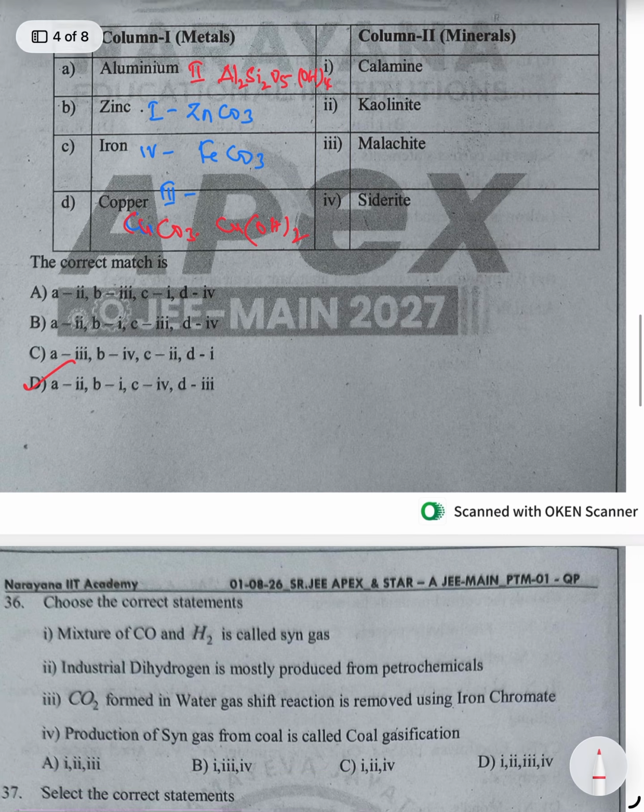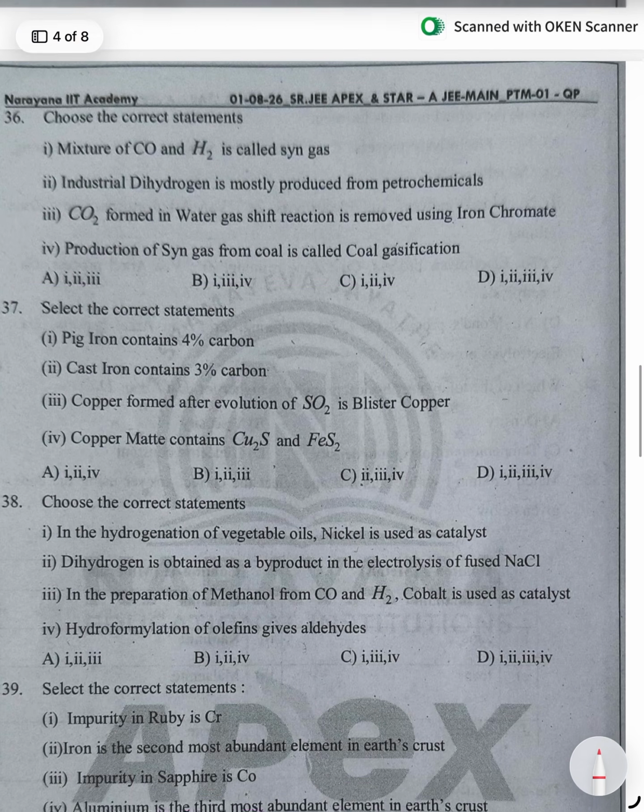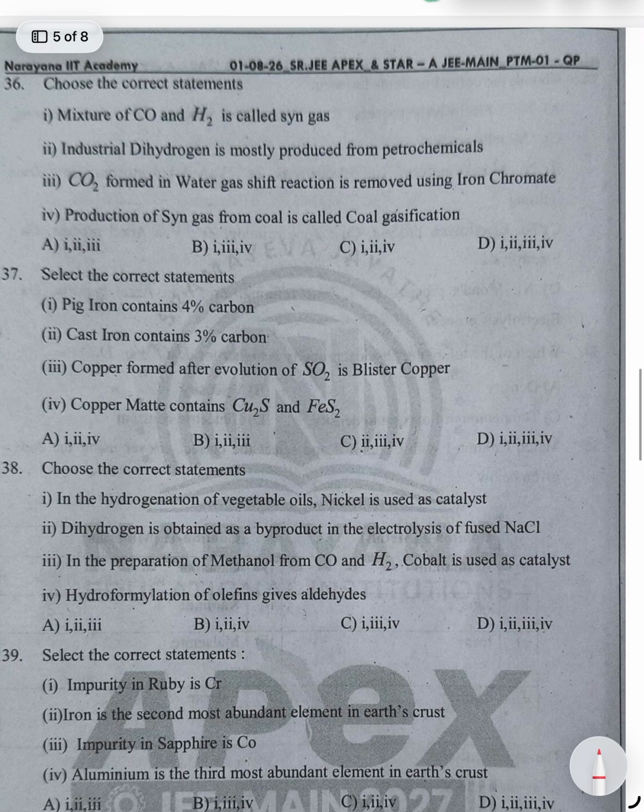Next, question number 36. Correct statement we have to select. Mixture of CO and H2 is called as syngas. Yes, correct statement. Industrial dihydrogen is mostly produced from petrochemicals. So this is also correct.